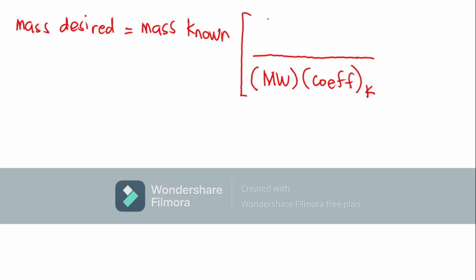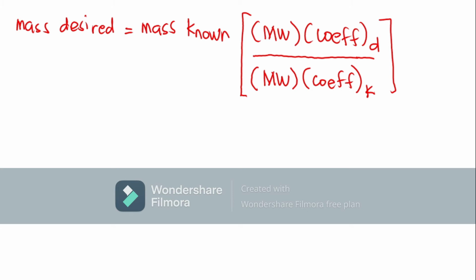Then, sa taas naman, molecular weight niya, then times the coefficient naman. So, kung ito yung known, yung desired, yung nasa taas. This is the D. Okay? So, actually, ito ang gagamitin natin. You can use this formula for very simple calculation to find for the mass of the reactant or mass of the product based on the given mass.